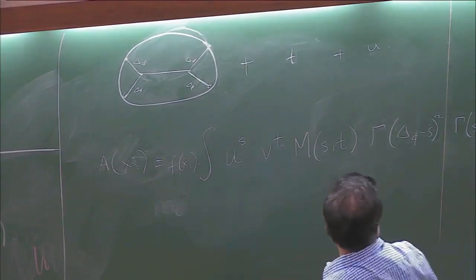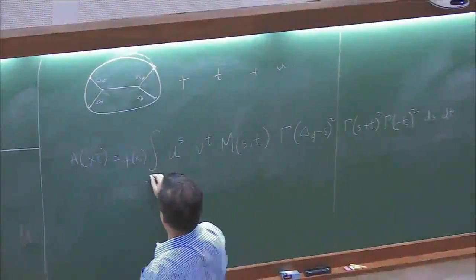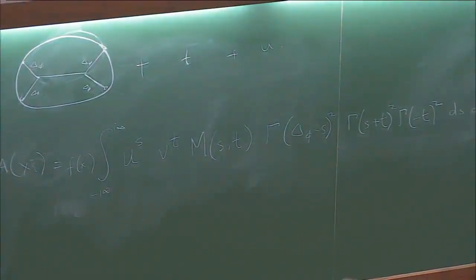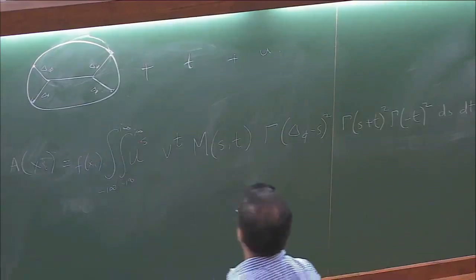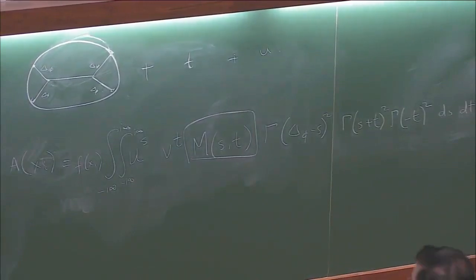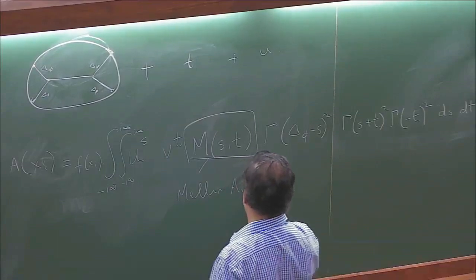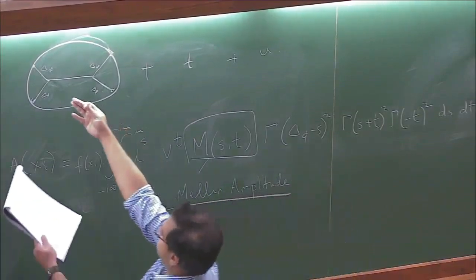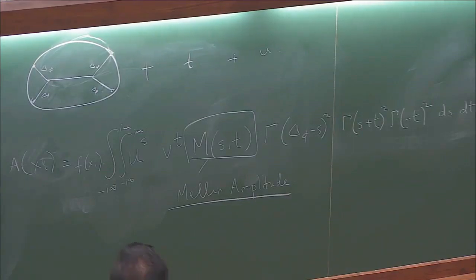There's an integral over S and T, and this is over the complex plane, similar to the Mellin-Barnes contours. And this function, M of S, T, is what is called a Mellin amplitude. For a simple case where you have a scalar exchange, you can do this calculation of the Mellin amplitude quite easily. It takes on the following form.